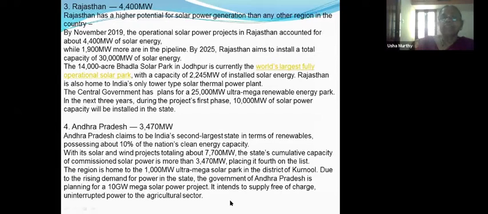The government of Andhra Pradesh is planning a 10 gigawatt mega power project, which intends to supply free of charge, uninterrupted power to the agricultural sector, which is to be appreciated.